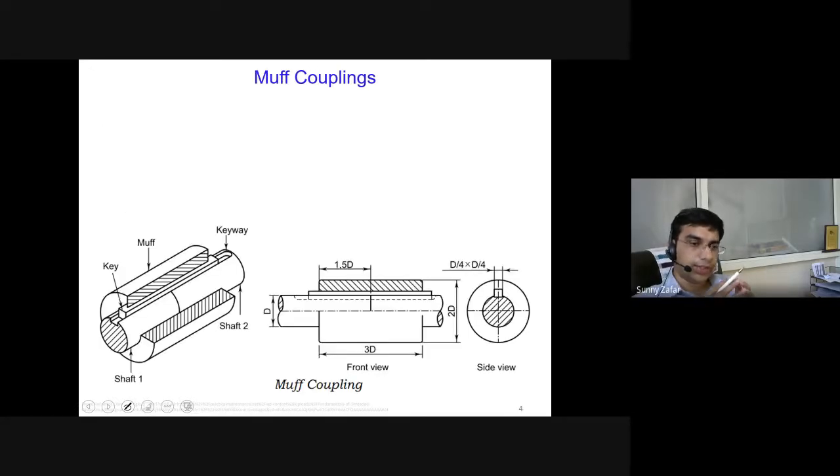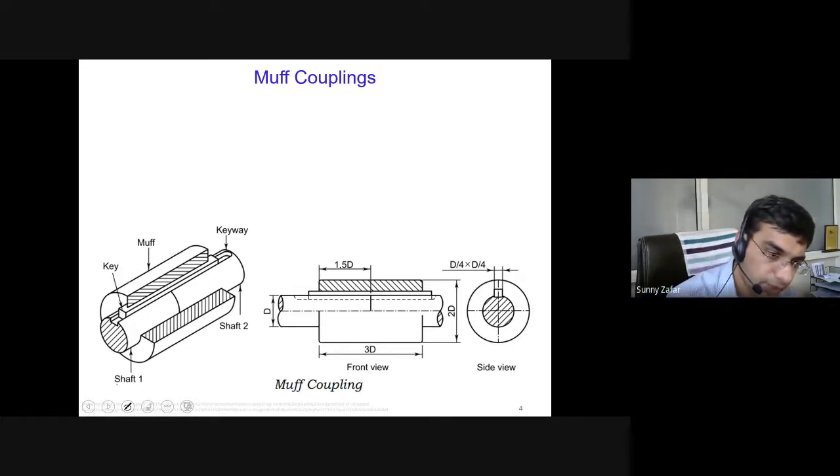First I'll discuss the muff coupling. A muff coupling is a very simple type of coupling where we have a muff. What you will see, this is shaft 1, this is shaft 2. These two shafts are connected using this muff. Now these shafts have a keyway. Please see, there is a keyway here, and in between we have inserted a key.